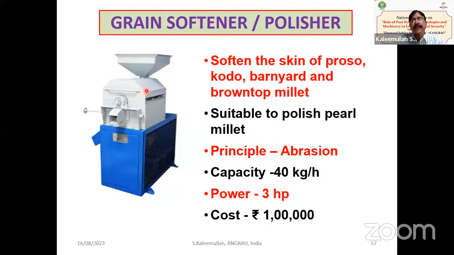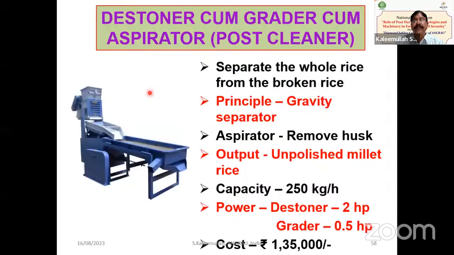There are certain millets like Proso millet, Kodo, Barnyard, and Brown Top that have a very tough husk, or a larger number of layers. In such a case, we cannot directly use the double stage dehuller machine. You have to keep these millets for 3 or 4 minutes in this softener unit, where the husk will be completely loosened. After loosening, we use the double stage dehuller. Its capacity is 40 kg per hour, and the cost will be around 1 lakh rupees.